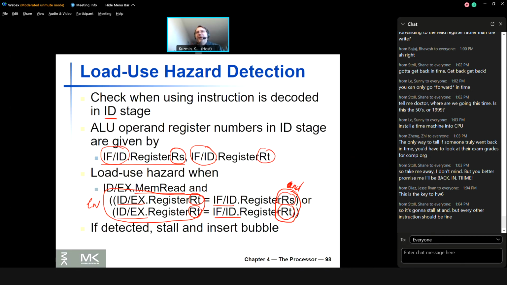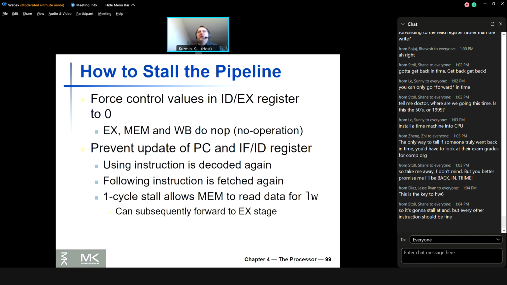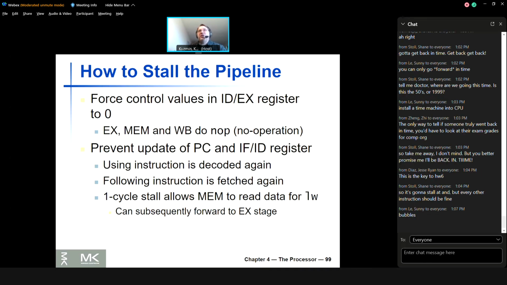So if we detect a load use data hazard, what do we do? Nothing we can do. Absolutely nothing. We stall and insert a bubble. That's it. Now the interesting question, probably one of the last interesting questions: what does it mean to stall physically in hardware? How do we actually force an instruction to not have any side effects on the processor?